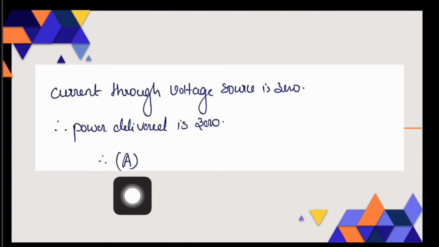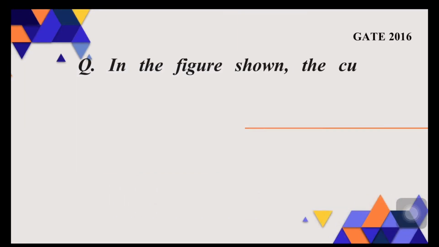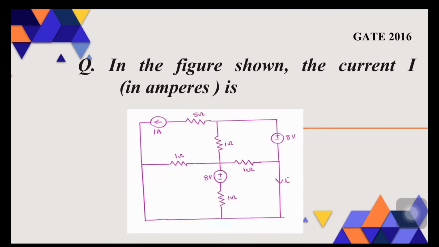Hope you got it. Let me now take you to next question. In the figure shown, the current I in amperes is. This is the network. We are going to perform nodal analysis in this network for determining the unknown quantity I, which is given as current through this part of network.